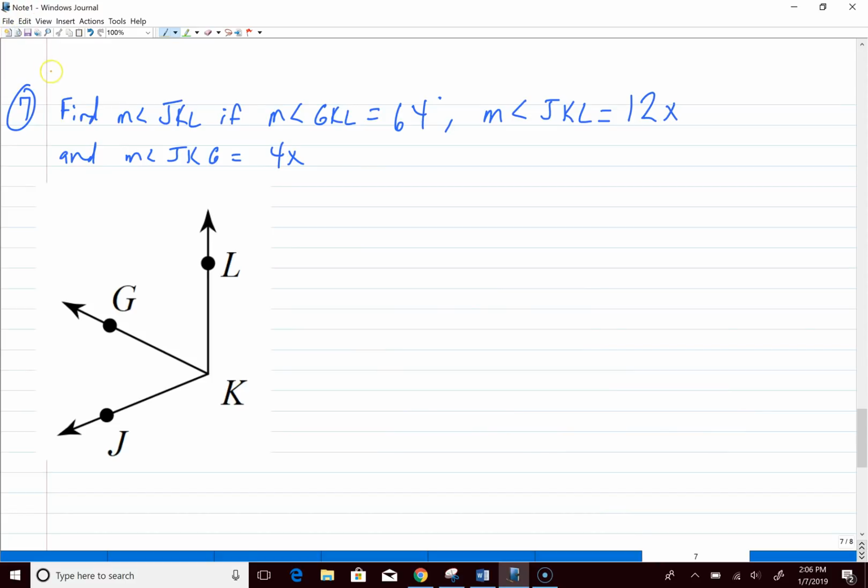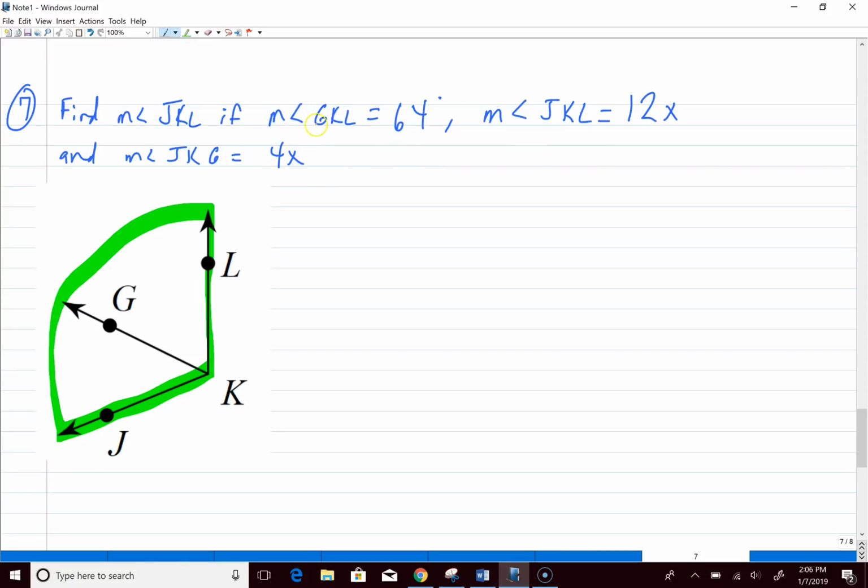Number 7. Find the measure of JKL. So it wants us to figure out how much is the entire angle, J to K to L. How much is all of this? That's what it's asking. I don't know how much it is. We'll figure it out.